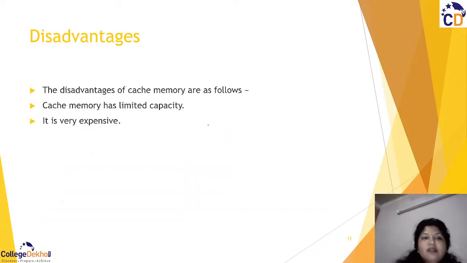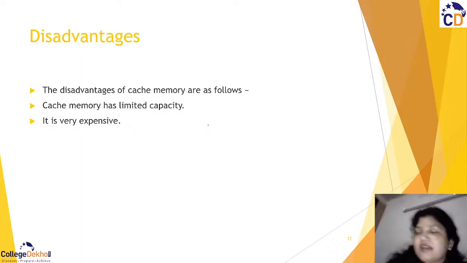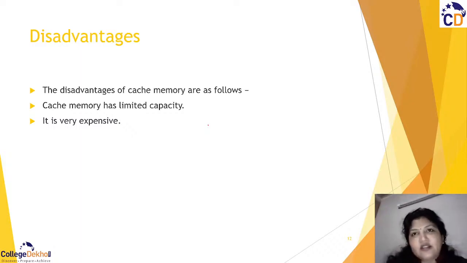So what are the disadvantages which we have for cache? The first disadvantage is it is very, very expensive, right? And cache memory has limited capacity. If you are increasing the size of cache, as we have already discussed, obviously it slows down your speed also. Why? Because if you have a large cache, it would be expensive, but it would also slow down your speed. So these are some advantages, these are some disadvantages.